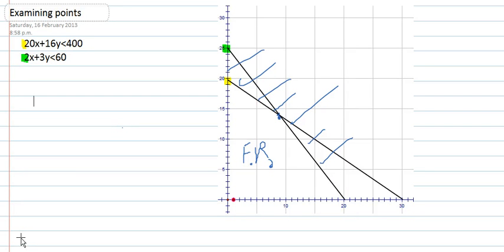Okay, so in this video we are looking at what happens when you get decimal numbers and your situation cannot allow you to have decimal numbers. So I've already drawn the graph of this set of constraints. You go 20x plus 16y is less than 400 is the yellow line, and 2x plus 3y is less than 60 is the green line. I've shaded it out, I've got my feasible region.